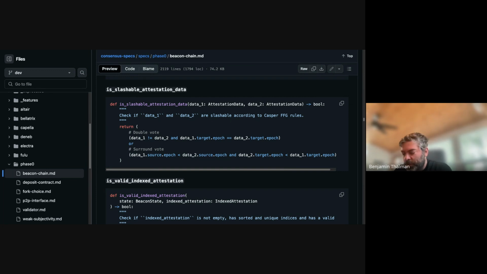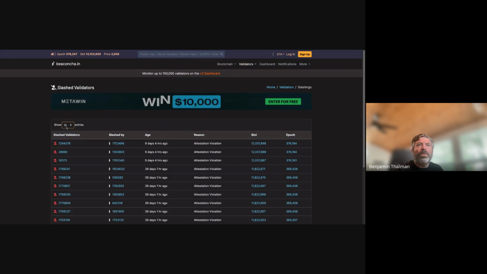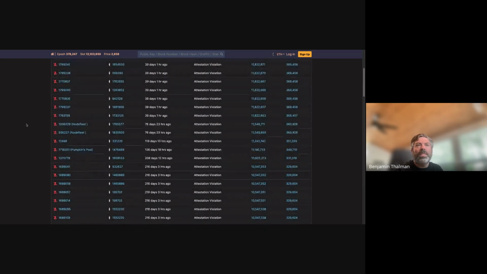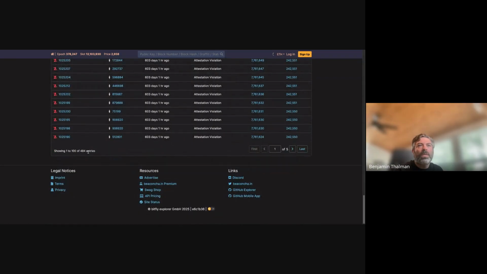A few other comments might be helpful. I've talked about historically what we've seen for slashing. And by the way, I might as well just show you a link now. On the Beacon Chain, if you go to validators, you go to slashings, and let's go 100 per page. So you can get a sense. I mentioned roughly 500. I think it's like 484 entries. I think there's one or two double entries, so it's either 485 or 486 in total.